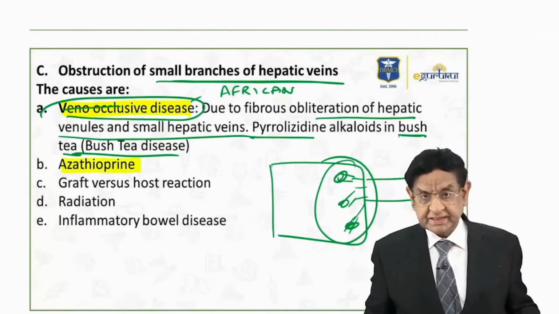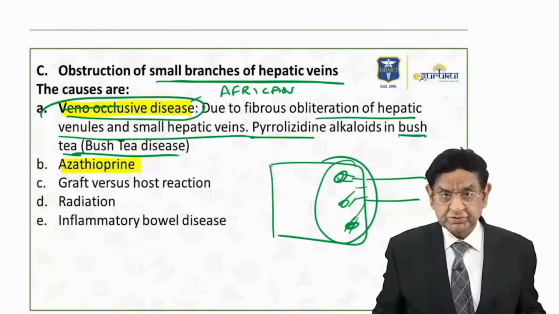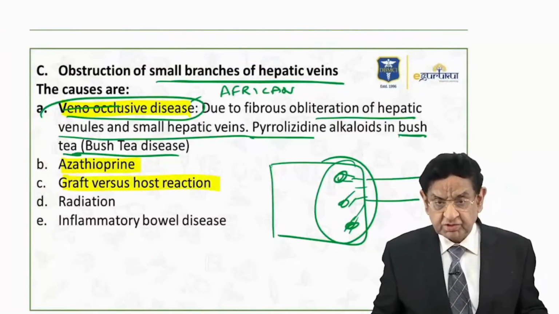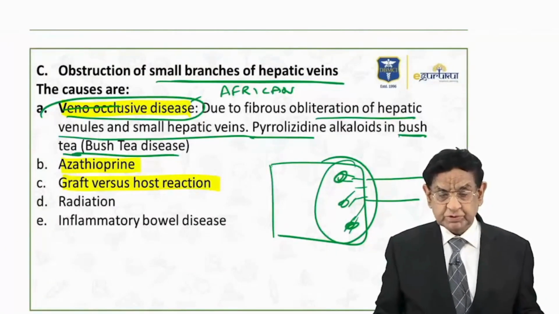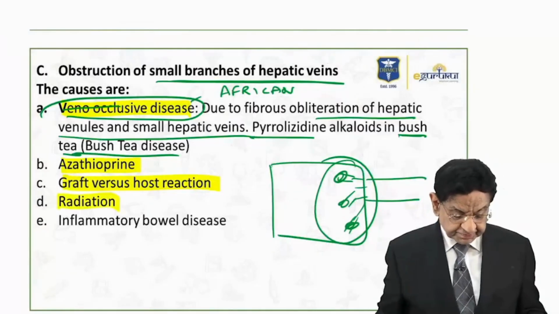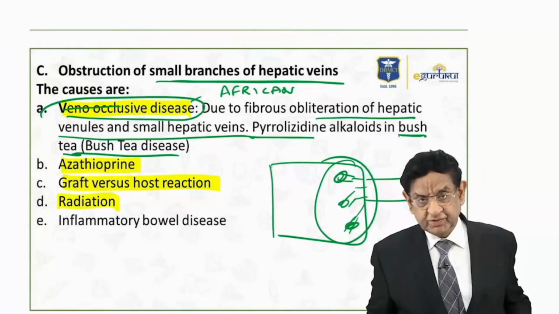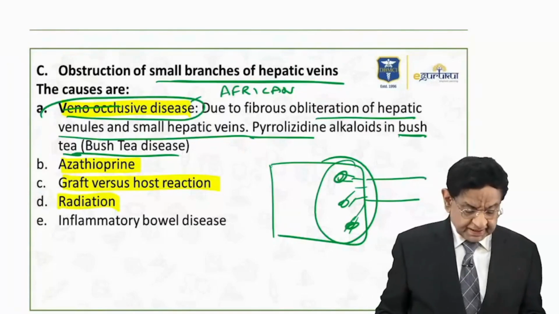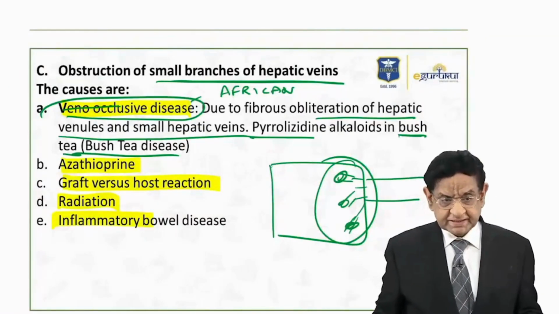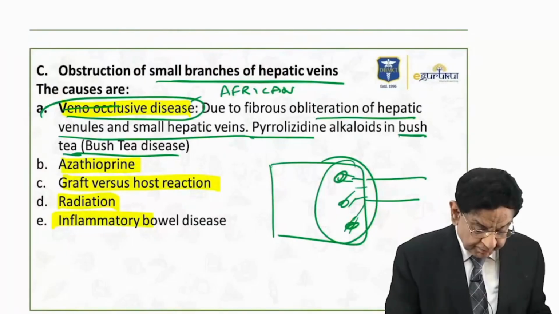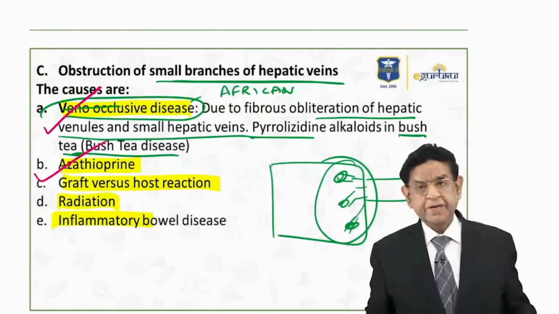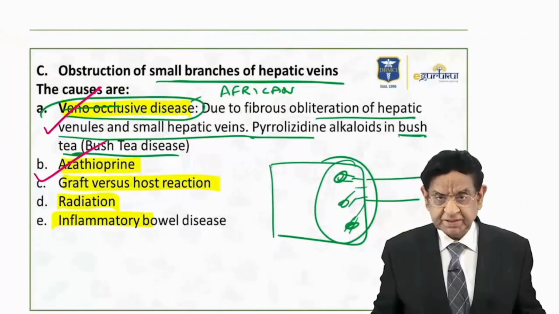Azathioprine is a very commonly used immunosuppressive drug. It may be a part of graft versus host reaction also. Point to be noted, both are involved after transplantation. Radiation, of course, we use for some malignancy, and this may occur in inflammatory bowel disease also. So by and large, the two important keywords to remember are veno-occlusive disease and azathioprine in this particular slide.